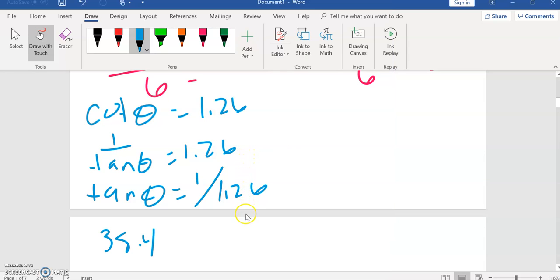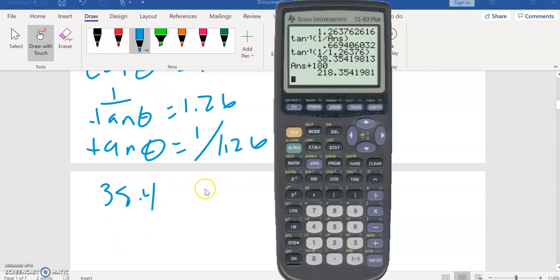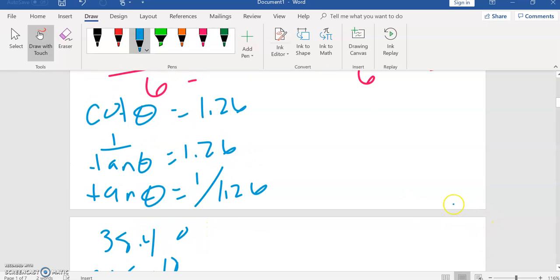Okay, but that's only one of them, right? If I am evaluating this between 0 and 360, this is my reference angle. When else is cotangent positive? Cotangent here was positive. That's in the first quadrant, and then it's also in the third quadrant. So I need to add this to 180 and I get 218.4. This is my second one. Those are two of my answers.